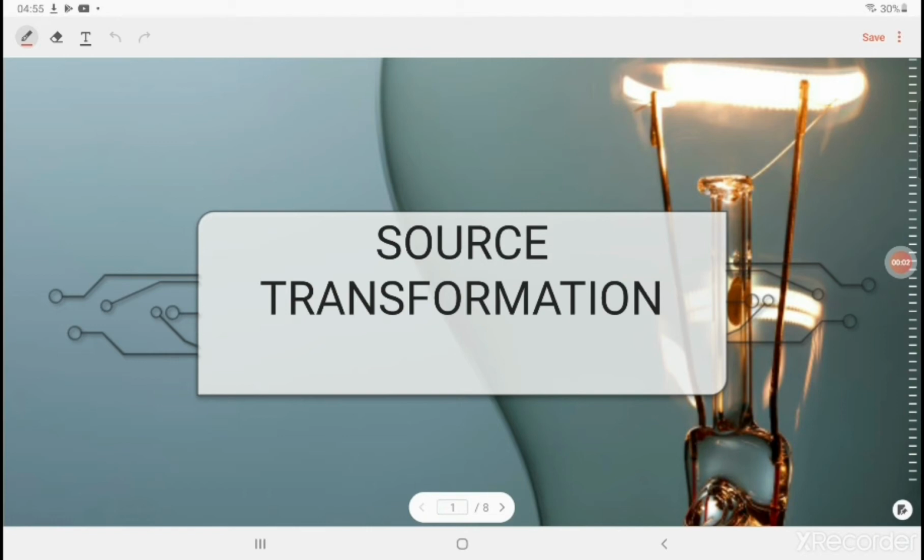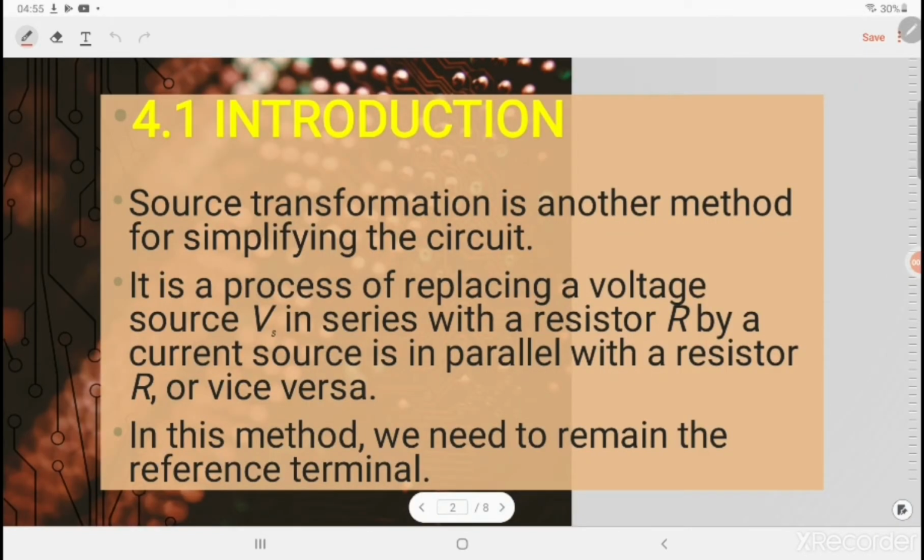Source transformation. Source transformation is another method for simplifying the circuit. It is a process of replacing a voltage source Vs in series with a resistor R by a current source in parallel with a resistor R, or vice versa. In this method, we need to retain the reference terminals. This method can only be applied to a linear circuit.